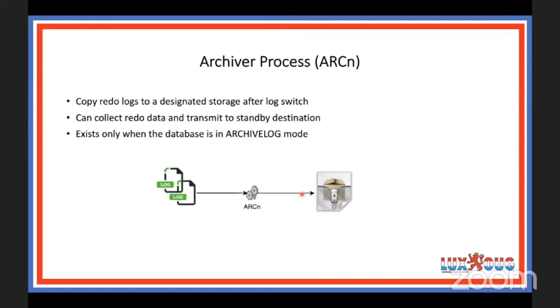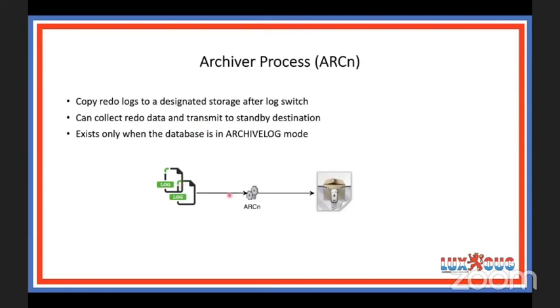Archiver process is optional because it's not always available. If you have your database in archive log mode, only then you will see the archiver process. It copies, of course, redo log files to the designated storage area after a log switch, and if you have Data Guard, it can also collect the redo data and transmit it to the standby destination.